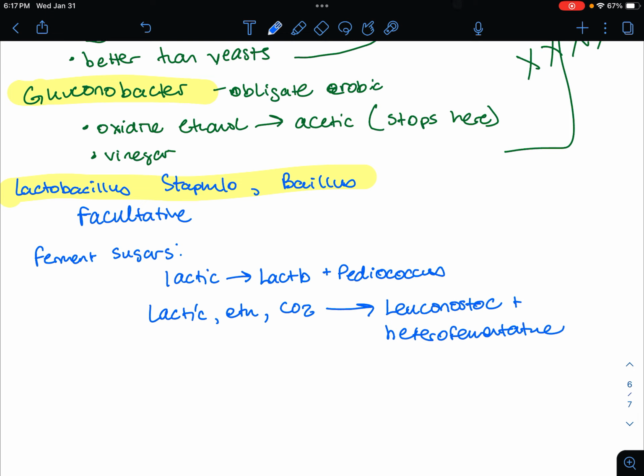I should also put Lactobacillus here too. So this is a fermentative Lactobacillus for only lactic acid. However, if we could make lactic acid, ethanol, and CO2, that's going to be Leuconostoc and the heterofermentative Lactobacillus species. The shapes are going to be Lactobacillus, of course, bacillus equals rod. Leuconostoc and Pediococcus are cocci. They're going to make cheeses, fermented milk products, alongside the strains of Streptococcus.